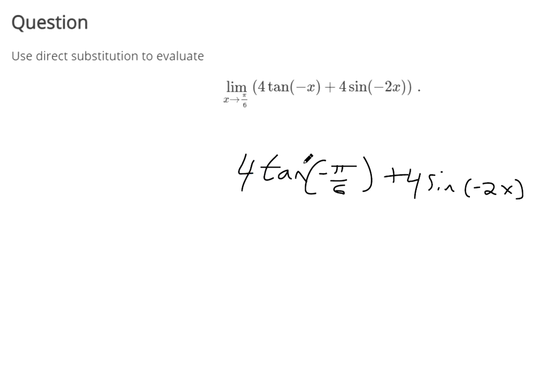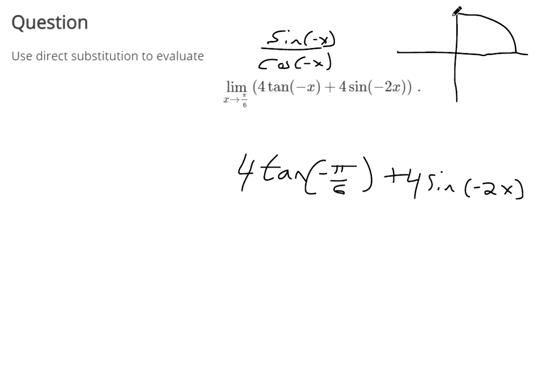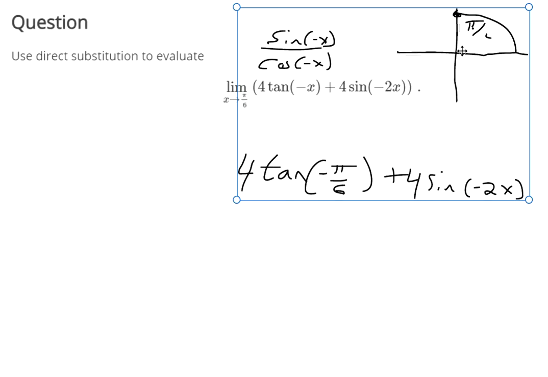Tangent would make asymptotes wherever cosine would be 0, right? So that's at pi over 2 and 3 pi over 2, because cosine is the x-coordinates on the unit circle. So when we're at 90 degrees, in other words, at pi over 2, cosine would be 0. That's going to pose a problem when you try to evaluate the limit, because you're going to have a divide by 0 error. But there's no divide by 0 error on this question.